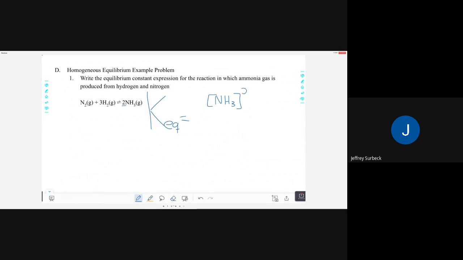Over, in brackets, N2, raised to what power? First, which we don't write. Then we say times H2 raised to what power? 3. Good. This right here would be our equilibrium constant expression. That's it. These are going to be the 8-point problems on the test. It will be this, and you have numbers to plug in.